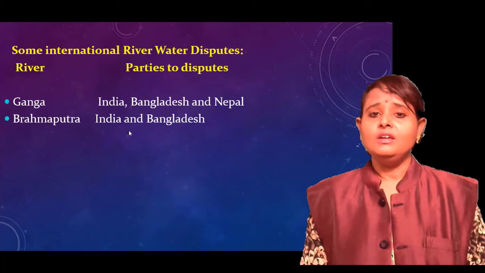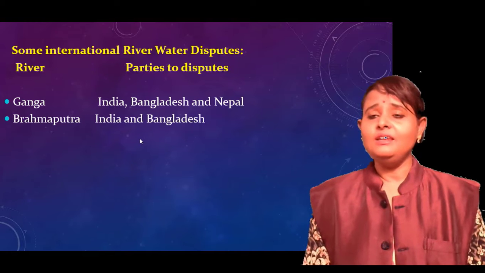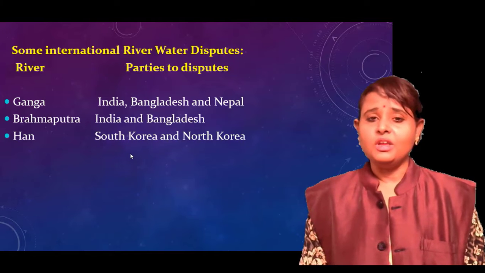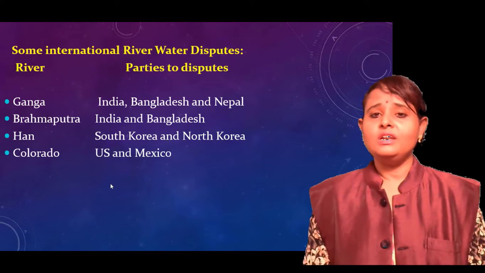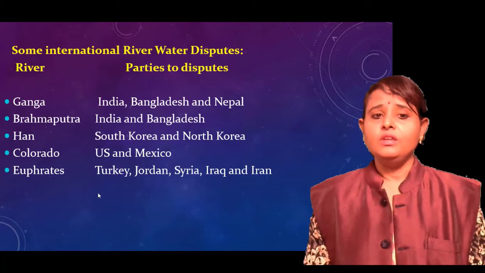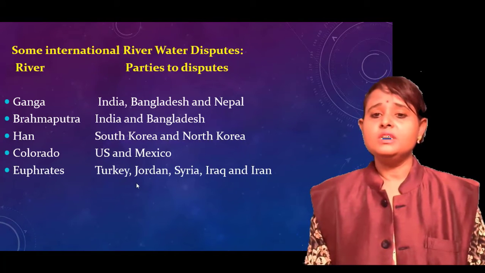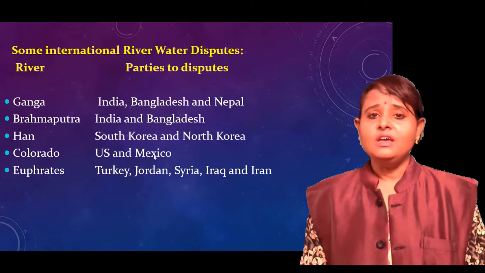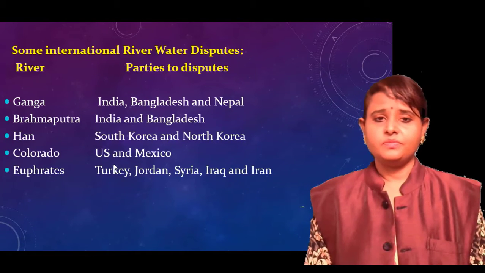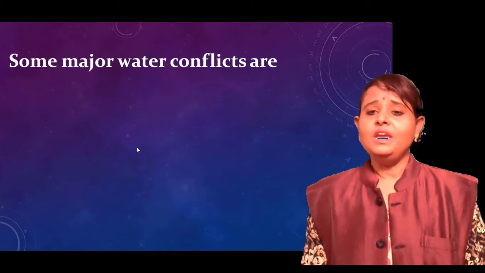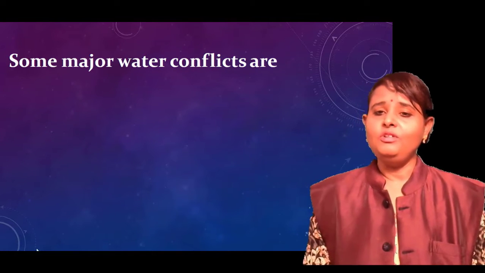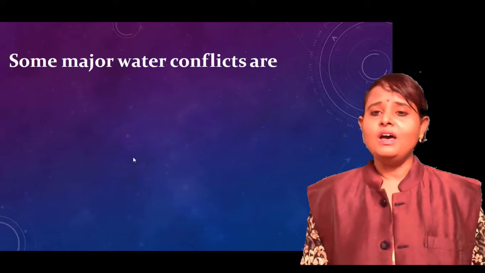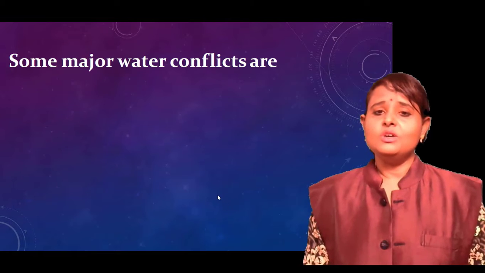Next, Brahmaputra, the parties to the dispute are India and Bangladesh. Han River, between South Korea and North Korea. Colorado, United States and Mexico. Euphrates, Turkey, Jordan, Syria, Iran and Iraq. So these are some of the international river water disputes. Some major water conflicts you have to discuss. They may ask you for 10 marks or 5 marks, so based on the marks you discuss. Okay, so conflicts of water.